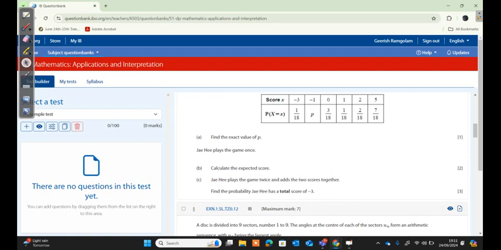And in part C, you need to find the probability of a total score of -3. So the person plays the game twice and adds the two scores. So you're rolling the die 2 times and you're adding the two different scores, and you need to get a total score of -3. All right, so that's the question, and we're going to try to attempt it on the board.